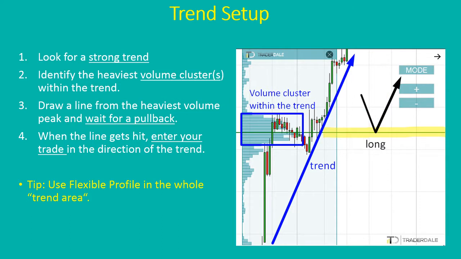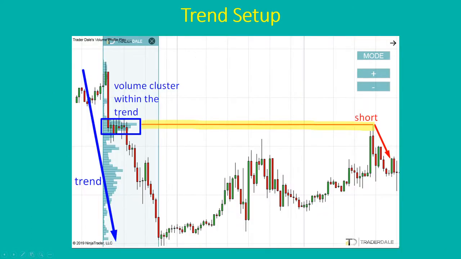All right, so that's the trend setup. Let's now have a look at some examples of swing trades based on this setup. In this picture, you can see that there was a strong downtrend. I used the flexible volume profile over the whole downtrend area. I identified the most significant volume cluster, which was in here, and the heaviest volumes within the volume cluster were right there. This is the point of control of this volume cluster, or of this whole trend area actually.